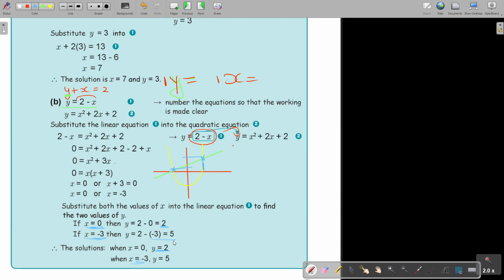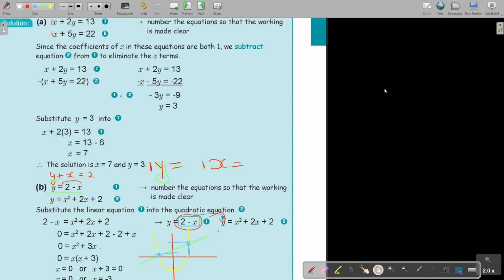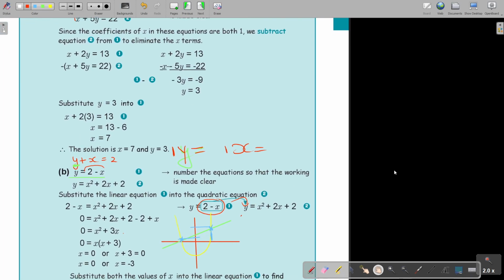Sometimes they can say, write it as coordinates. They did not. Then you would say (0, 2) and (negative 3, 5). But they did not. If you go back to the question, they were just saying, solve the simultaneous equations. So they just want the two answers, or the two sets of answers.